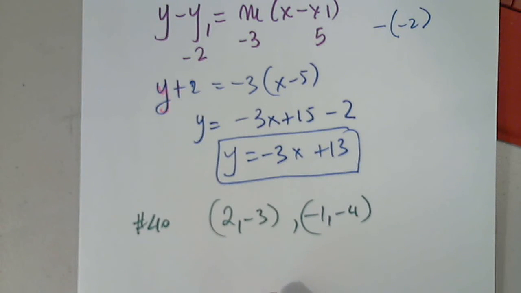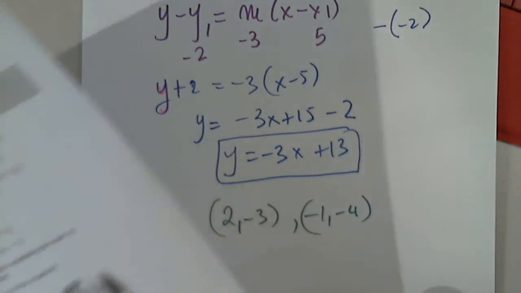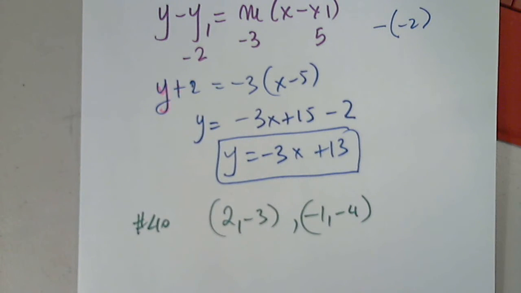We're given 2 points. It's this problem. We're asked to find the equation of the line. And I can move on. We can move on after that to page 45.